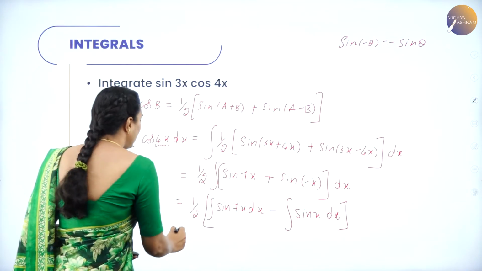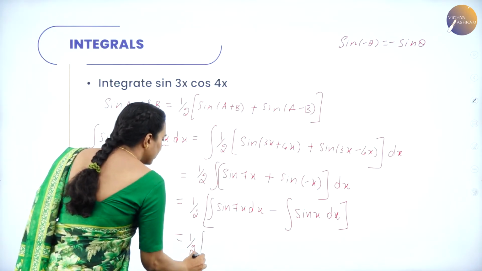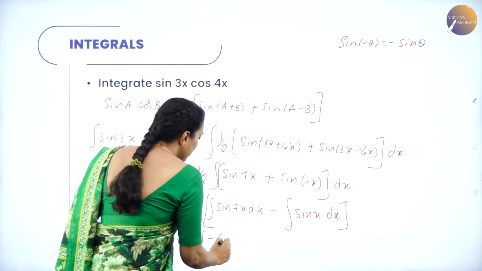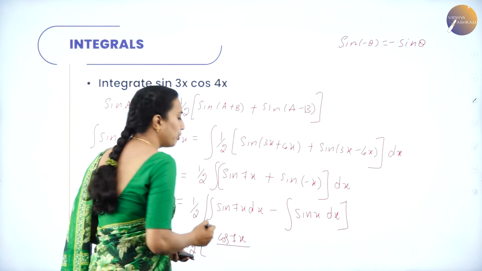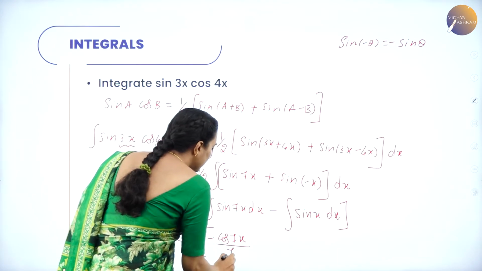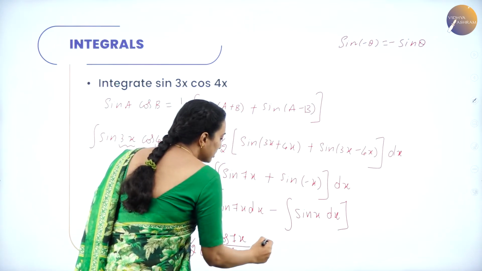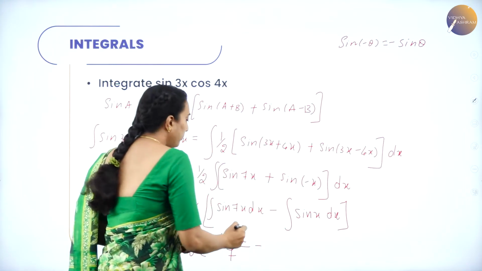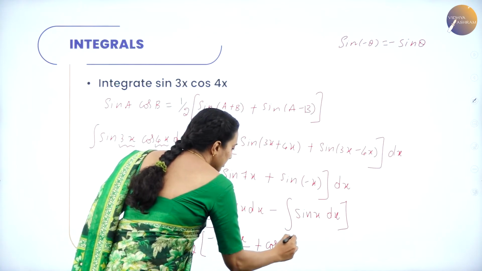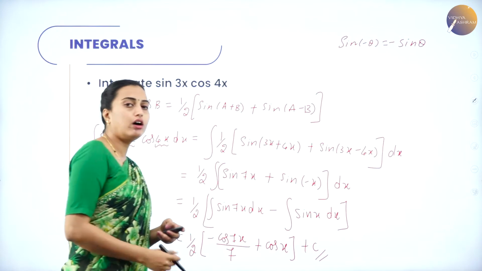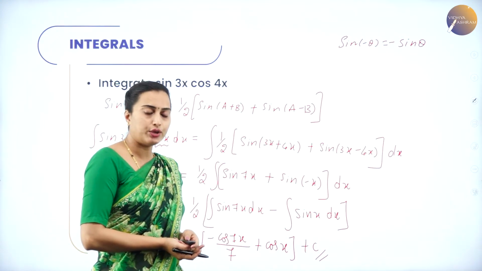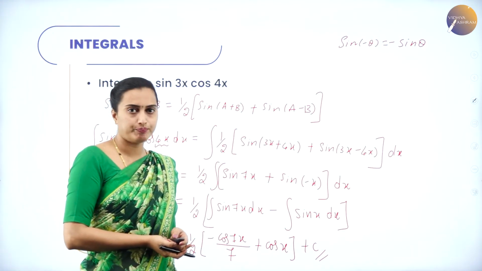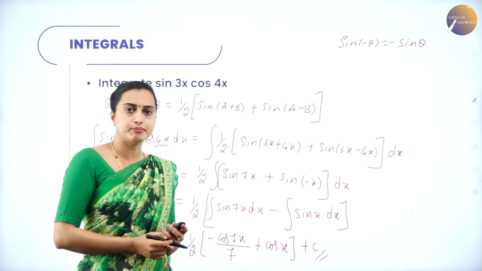Now what about this integral? You are going to get the answer half into sine 7x integral, which is minus cos 7x. Remember, dear student, the coefficient of x will be divided here since it is an integration, divided by 7. Minus, here minus sine x integration is minus cos x, one minus another minus will become plus cos x plus c. And this is your final answer for this question. I hope you got this one by knowing the formula of sine A into cos B, and also sine of minus theta as minus sine theta.